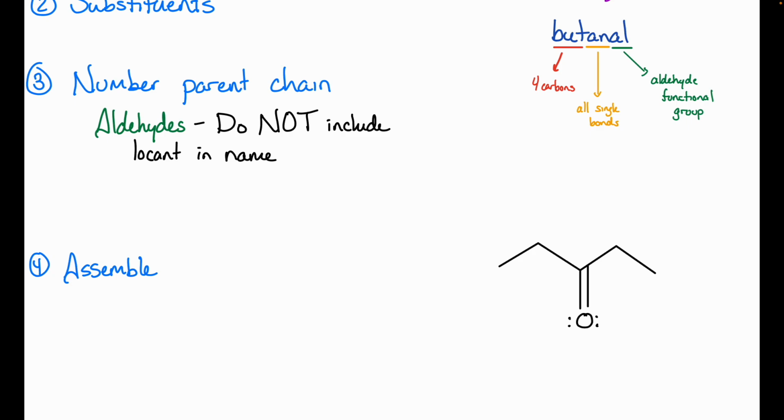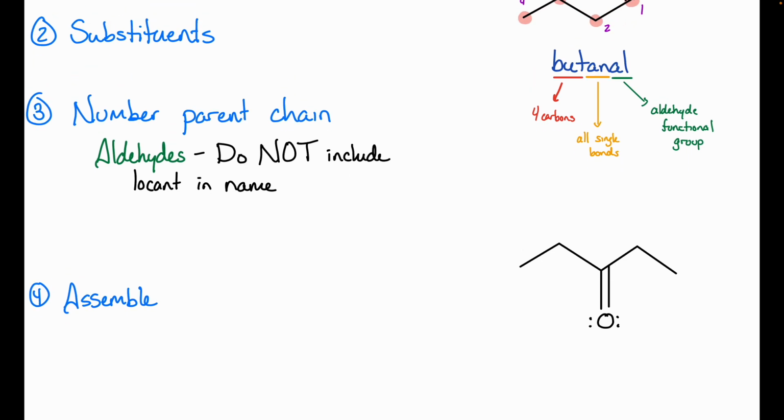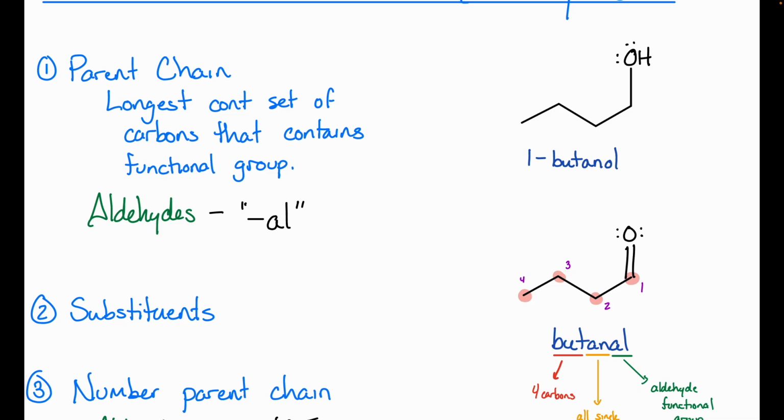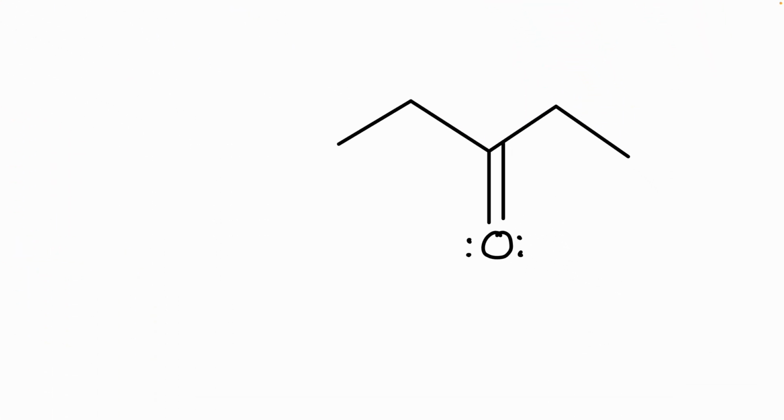Okay, so the first step is going to be to distinguish: am I looking at an aldehyde, or am I looking at a ketone? We want to be able to spot that this is indeed a ketone. For ketones, we're going to use a different ending. Aldehydes are -al, ketones are -one.